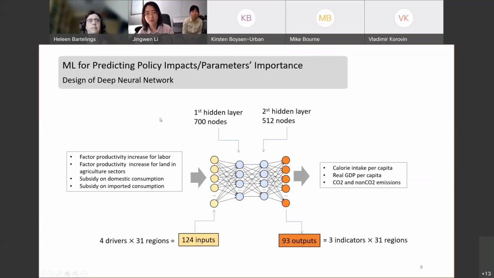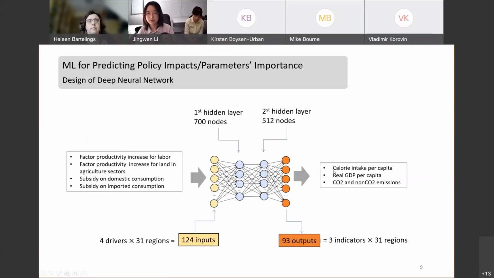And this is our structure, the design of our deep neural networks. As we said before, we picked 4 drivers as input, but the curse of dimensionality means that if we change those 4 drivers differently for different countries, we have to multiply by the dimension of countries. So in the end, we will have 124 inputs together. And the same thing happens for the outputs.